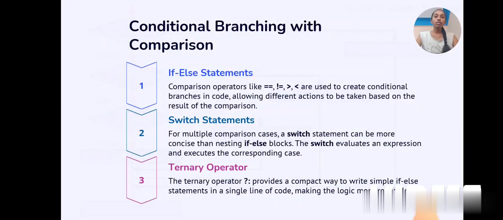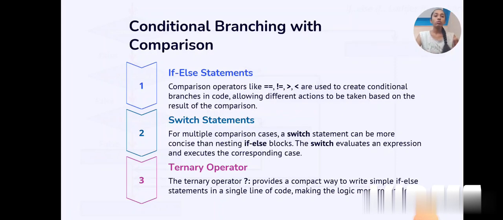The next topic is conditional branching with comparison. There are several types of conditional branching. These are some conditional branching which we commonly use. The first one is if else statements. Comparison operators like equal to, not equal to, less than, greater than are used to create conditional branches in code, and it allows different actions to be taken based on the result of the comparison.